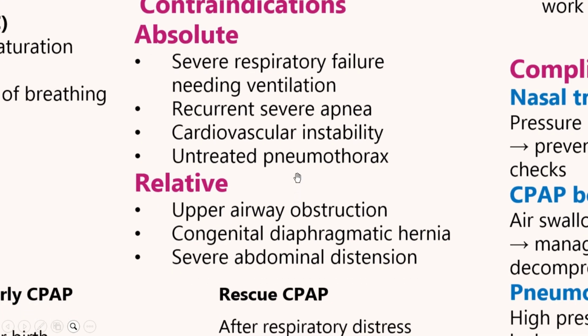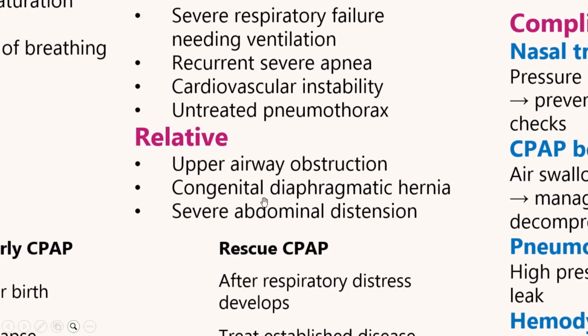And then untreated pneumothorax is a very important contraindication, because if this person has a pneumothorax and you put them on CPAP, the CPAP is going to push more air into the pleural space, and when it pushes more air into the pleural space, it can easily convert that simple pneumothorax, or the untreated pneumothorax, into a tension pneumothorax, which is actually a cause of death. It's going to lead to shock and the patient is going to die.